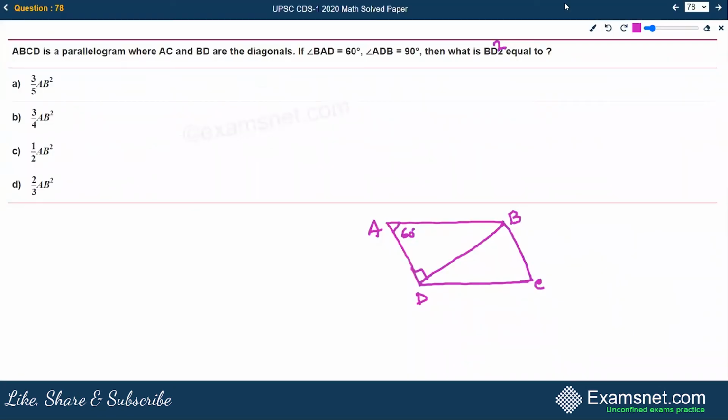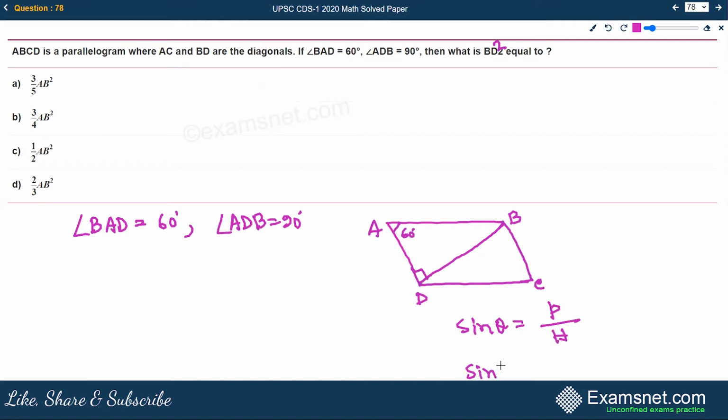In question number 78, we are given that ABCD is a parallelogram where AC and BD are diagonals. I have only drawn BD here. If angle BAD is 60 degree and angle ADB is 90 degree, then what is BD square equal to? From trigonometry, we know sine theta is perpendicular by hypotenuse, and the value of sine 60 degree is root 3 by 2.